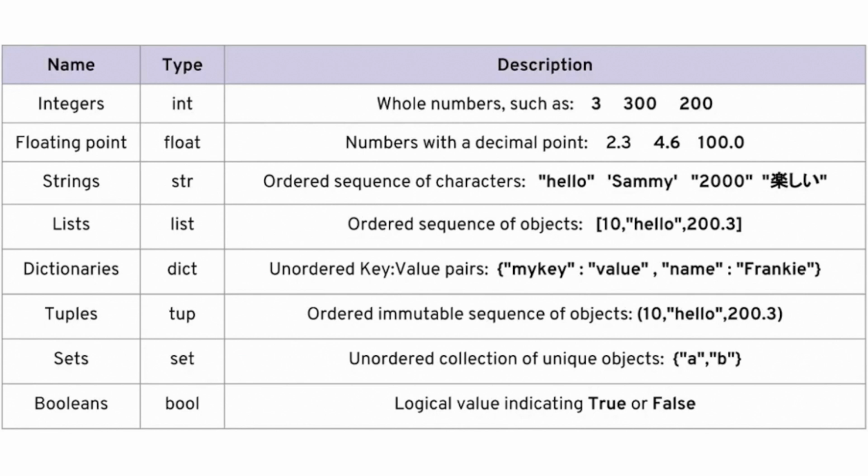Tuples are also called tuples, and within Python they are mentioned as a type, which is tup. It is just an ordered, immutable sequence of objects. They are noted within round brackets, which is different to a list, which is in square brackets.